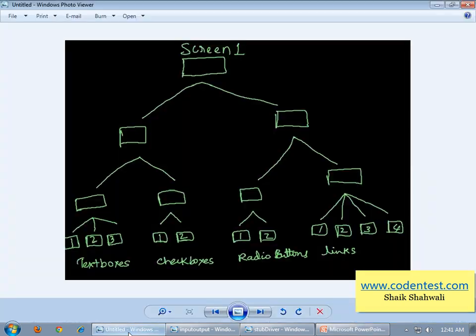Alright, let's see this diagram. Here we have text boxes, check boxes, radio buttons and links. We have 3 text boxes, 2 check boxes, 2 radio buttons and 4 links. These 3 text boxes can be termed as 3 individual units, and 2 check boxes are 2 individual units, 2 radio buttons are 2 individual units and 4 links are 4 individual units. In unit testing what we do is we test these individual units separately, isn't it?